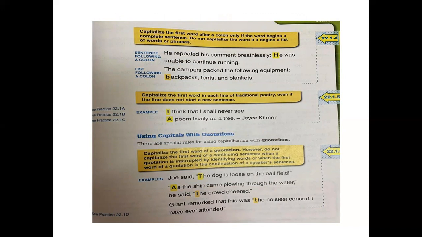Next, you have to capitalize the sentence that comes after the colon, except when it is a list or the continuation of the previous sentence. For example, in the first sentence, "He repeated his comment breathlessly: He was unable to continue running." Since there are two different sentences, we have capitalized the H of "He." But in the second one, since it is a list of equipment, we have not capitalized it.